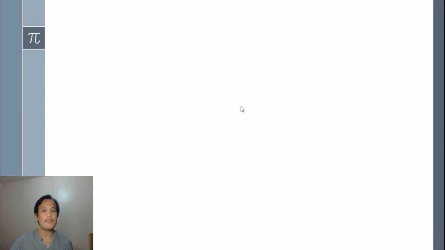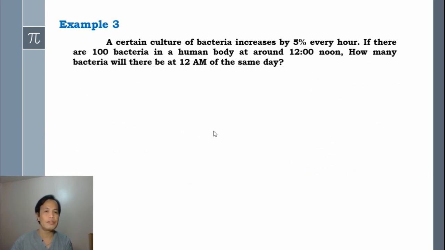Now let's proceed to the third example. A certain culture of bacteria increases by 5% every hour. This time we are talking of hours and we are talking of an increase. That means this problem is an example of exponential growth. So if there are 100 bacteria in a human body at around 12 noon, how many bacteria will there be at 12 a.m. of the same day?